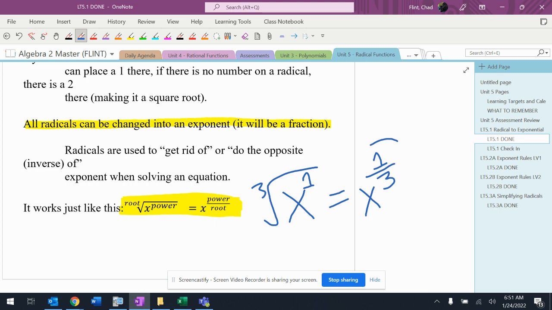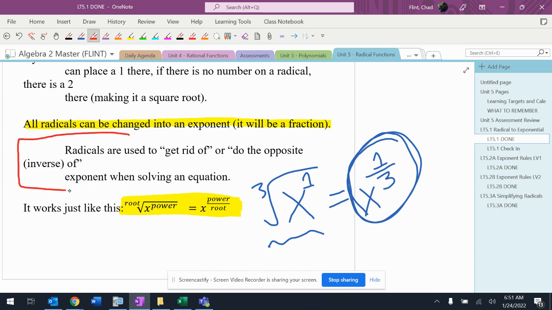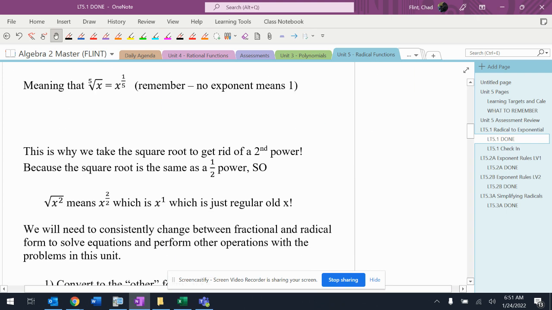It's almost always much easier to work with exponential powers than it is with roots. And the main thing that radicals are used for is to get rid of, or undo, exponents, the opposite of exponents. So we'll talk about what that is as we go through and actually start playing around and solving some of these things. So there's what I just did right there for the fifth root of x. The fifth root of x is going to be the same thing as x to the 1/5.